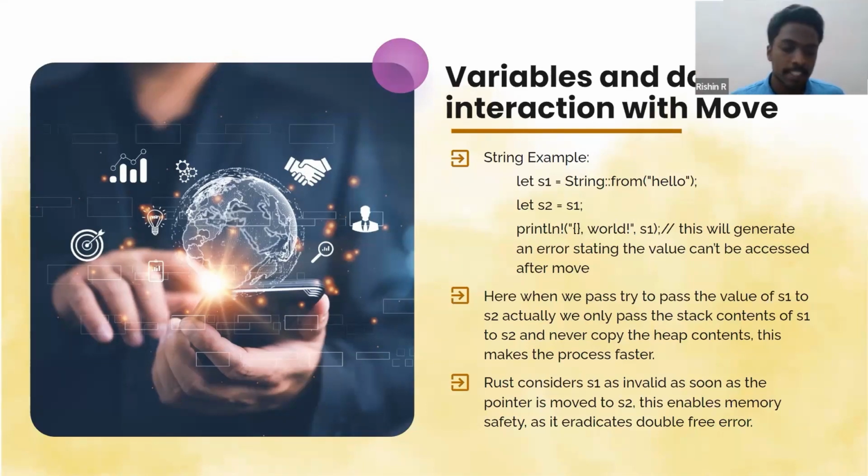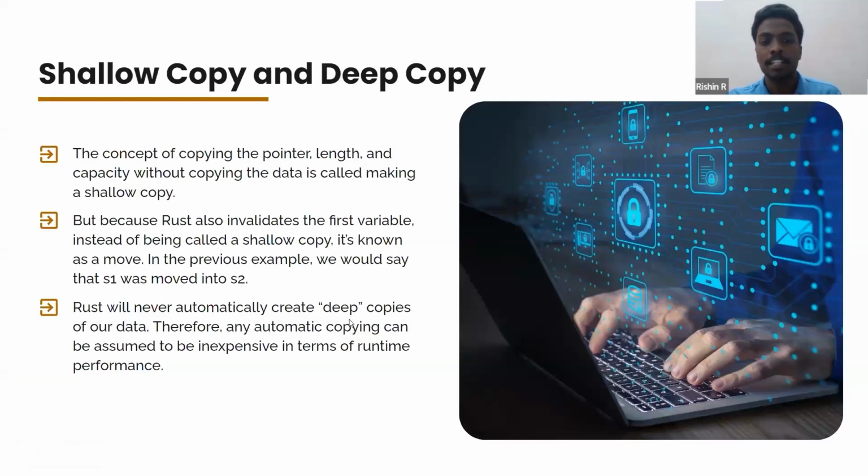Deep copy is taken when we actually copy the data and then pass it to the new variable. Now, deep copy is an example of when I have used the clone function. When I use the clone function, you saw that there is no error in the compilation. Why? Because I'm taking a deep copy. By default, Rust does not take a deep copy. That is, Rust will never automatically create deep copies of our data. Therefore, any automatic copying can be assumed to be inexpensive in terms of runtime performance.